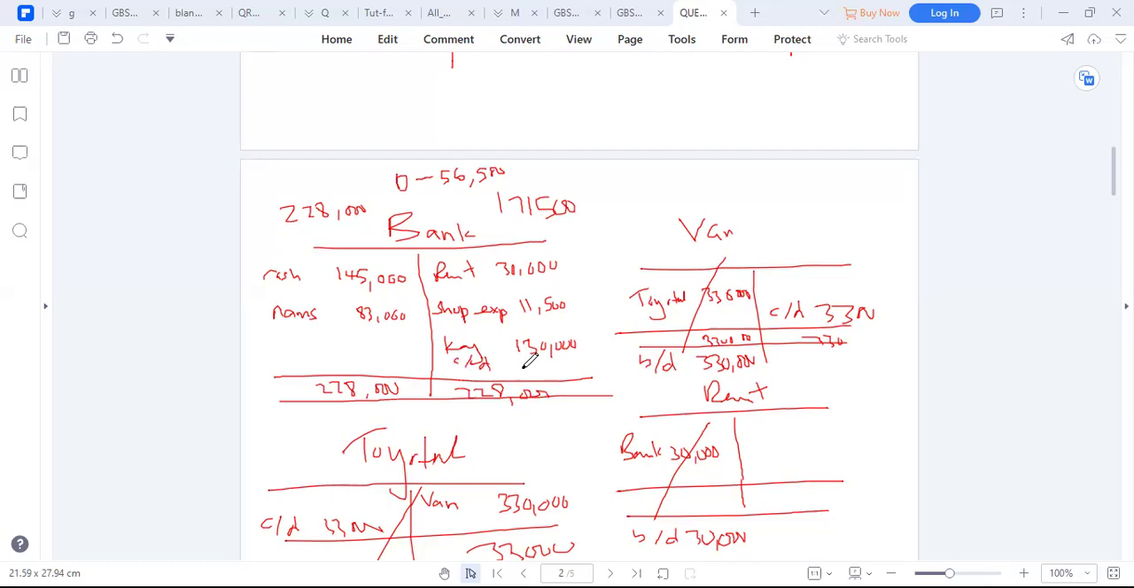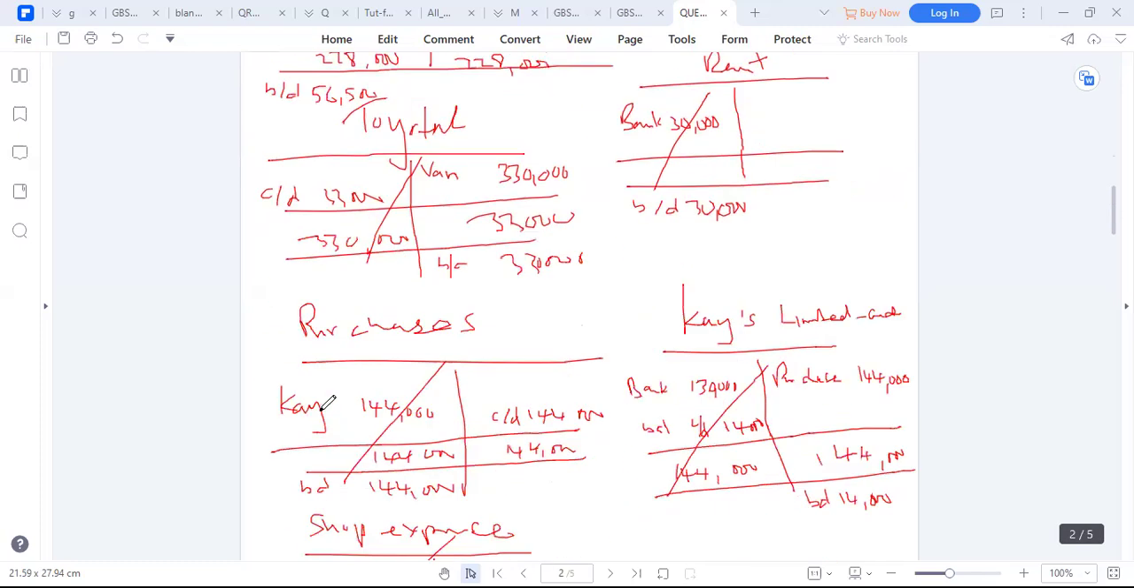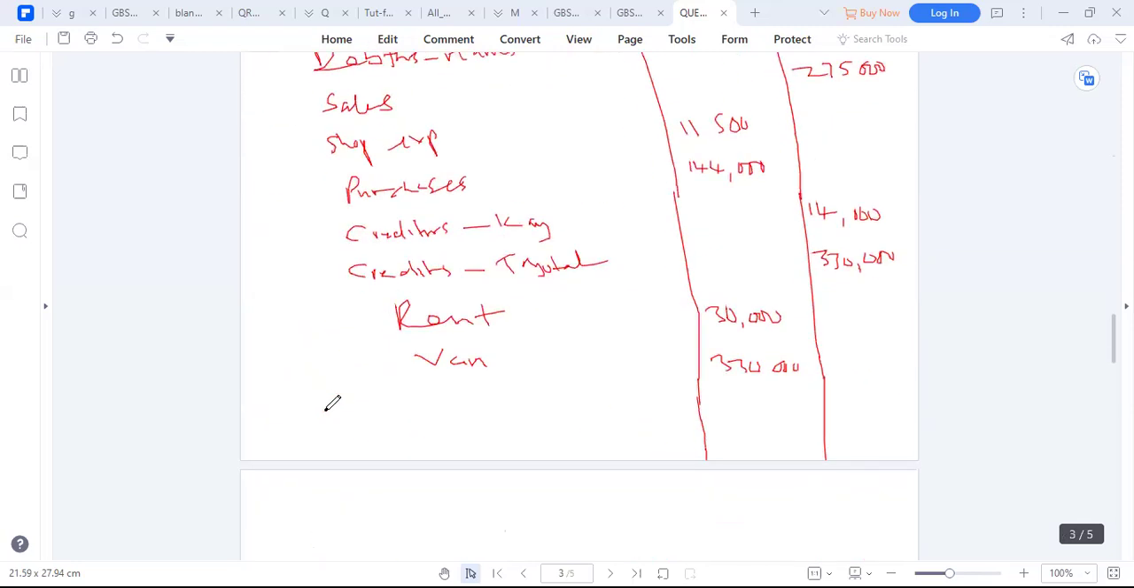Write down 56,500. Then brought down 56,500. So this is what will go to our debit balance. 56,500. Right.